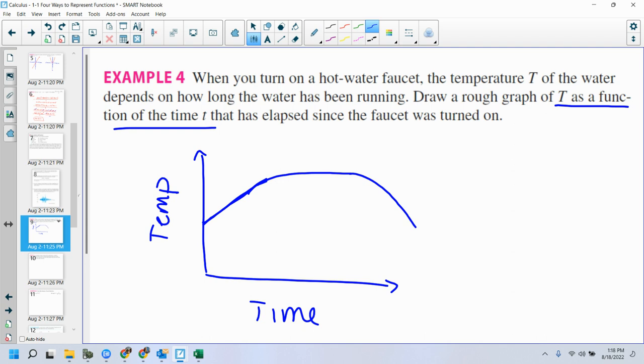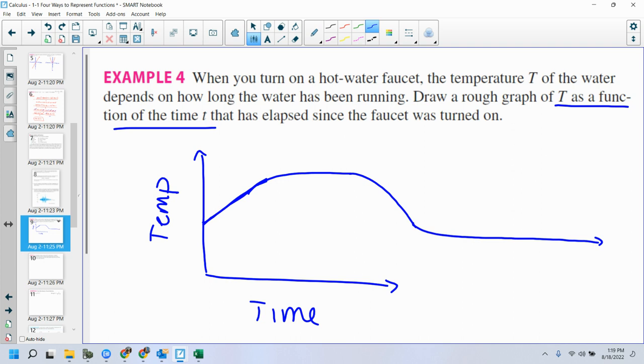So generally speaking, that's what I think it might look like. And if we wanted to keep going with this, if we kept the water on forever and ever, it would level off and stay that way. And maybe there might be some variation in terms of outside temperature having an effect on it. But that's the best we can tell right now.